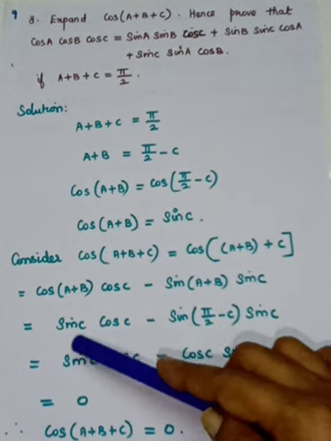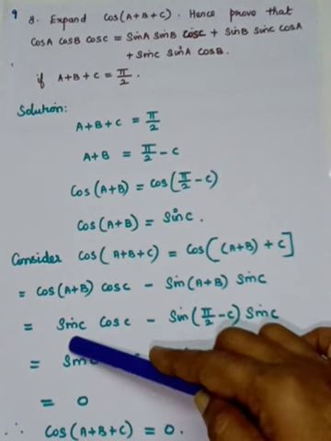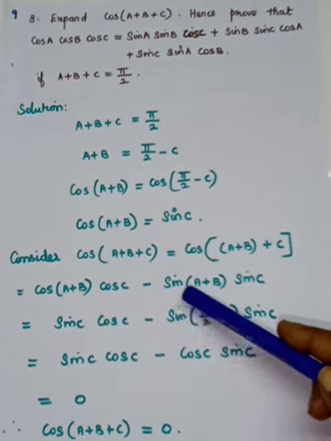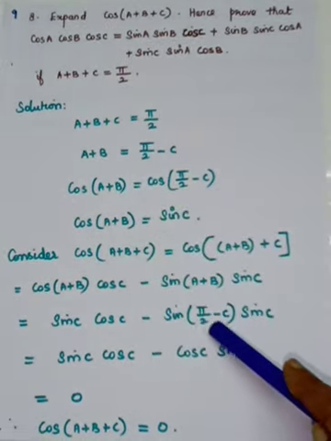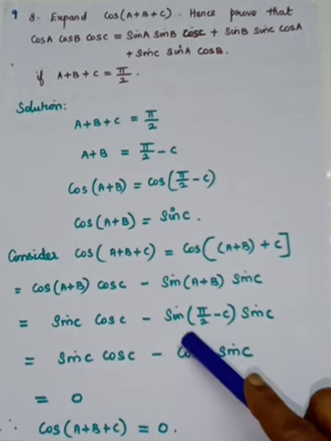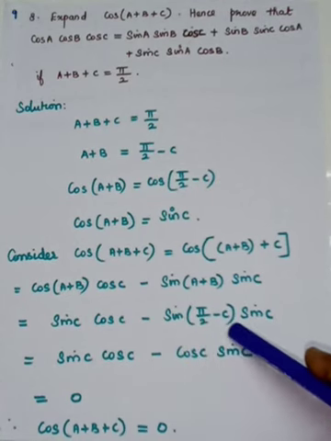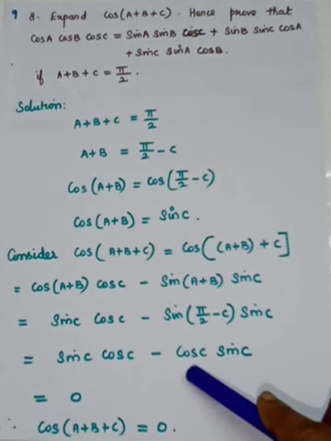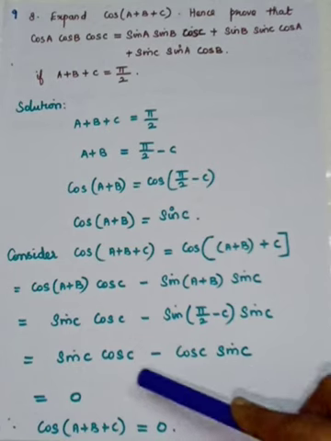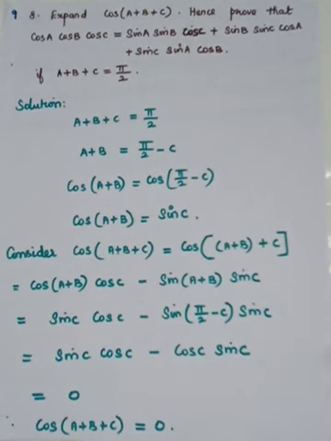Cos of A plus B, what we have found it is? We have found it is sin C. So in the place of cos of A plus B, I have substituted sin C, cos C, minus sin of A plus B. What have I written for A plus B? It is pi by 2 minus C, into sin C. Now sin of 90 minus theta is what? Cos theta. So sin of pi by 2 minus C is cos C, so here you are having cos C into sin C. So both terms are same. In between you are having subtraction. So that is equal to 0. So what is cos of A plus B plus C? That is equal to 0.